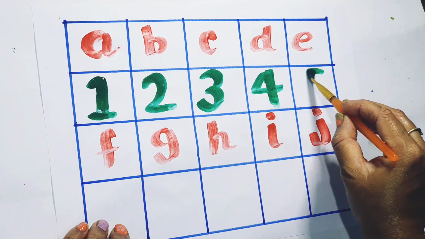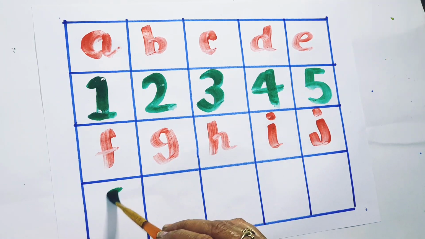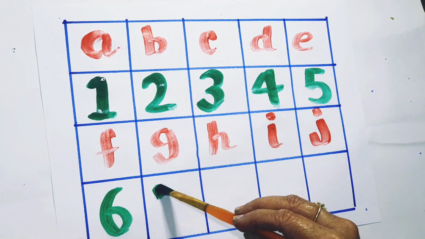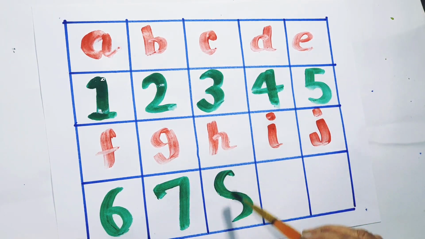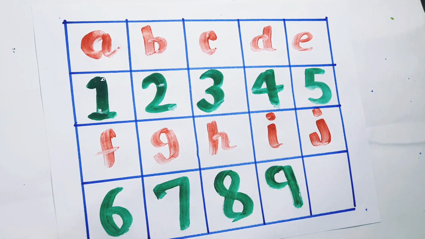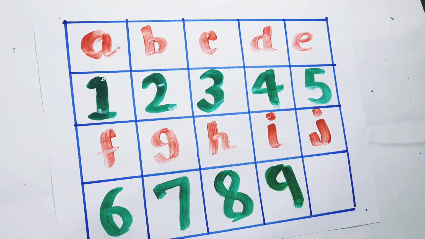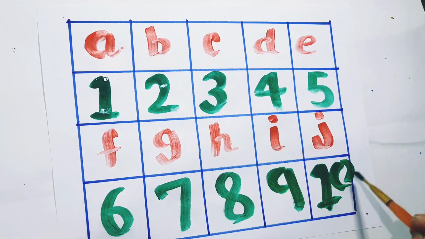Four, F-O-U-R, four. Five, F-I-V-E, five. Six, S-I-X, six. Seven, S-E-V-E-N, seven. Eight, E-I-G-H-T, eight. Nine, N-I-N-E, nine. Ten, T-E-N, ten.